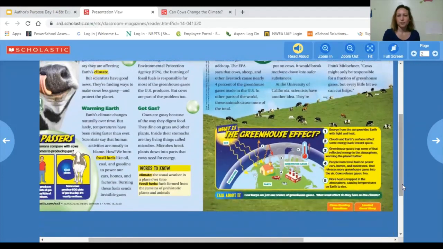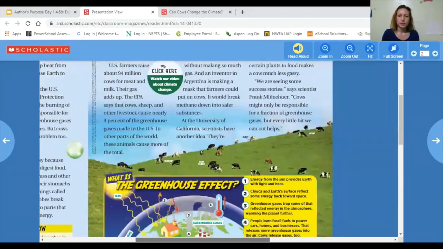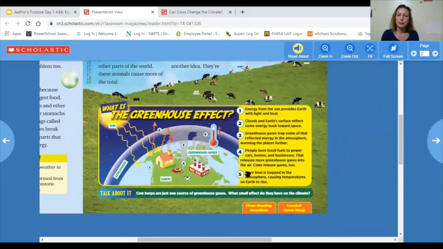Let's look at a couple other pieces of this article. Here I have, what is the greenhouse effect? Now I will zoom in. And I see a diagram and a list of steps. So think back to what we said that would be. Number one, energy from the sun provides Earth with light and heat. Two, clouds and Earth's surface reflect some energy back towards space. Three, greenhouse gases trap some of that reflected energy in the atmosphere, warming the planet further.